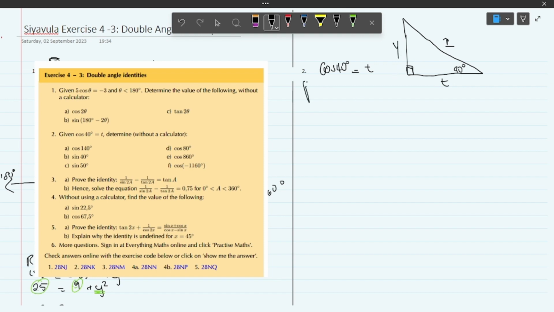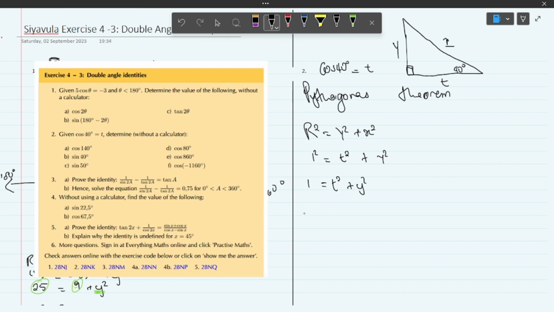Alright, so we're going to use Pythagoras theorem to solve for the value of y. So r squared is equal to y squared plus x squared. So basically, 1 squared is equal to t squared plus y squared. So 1 is equal to t squared plus y squared.